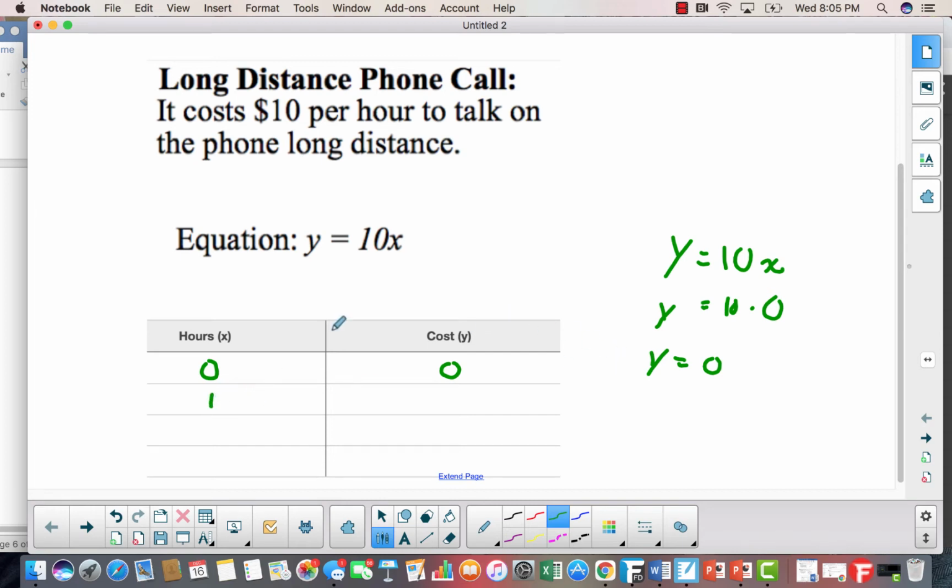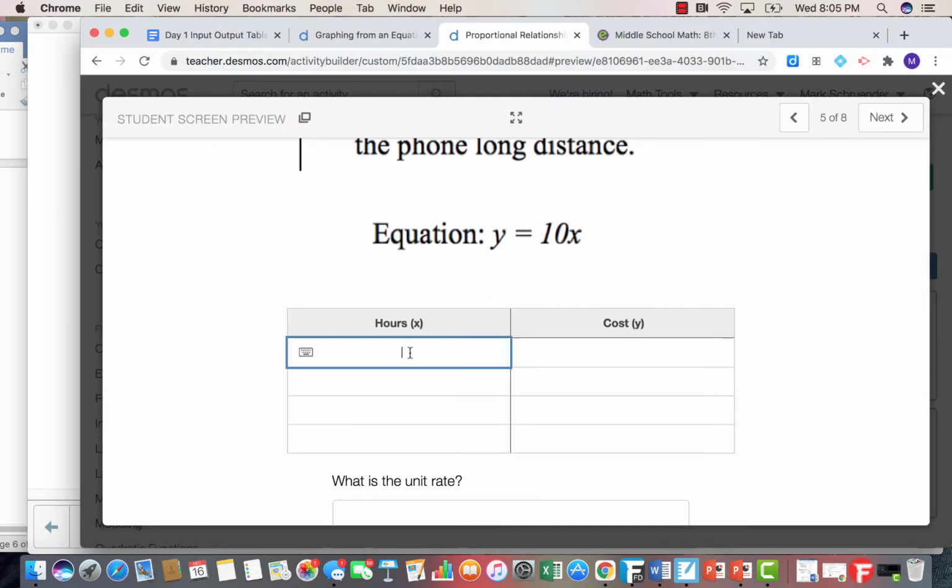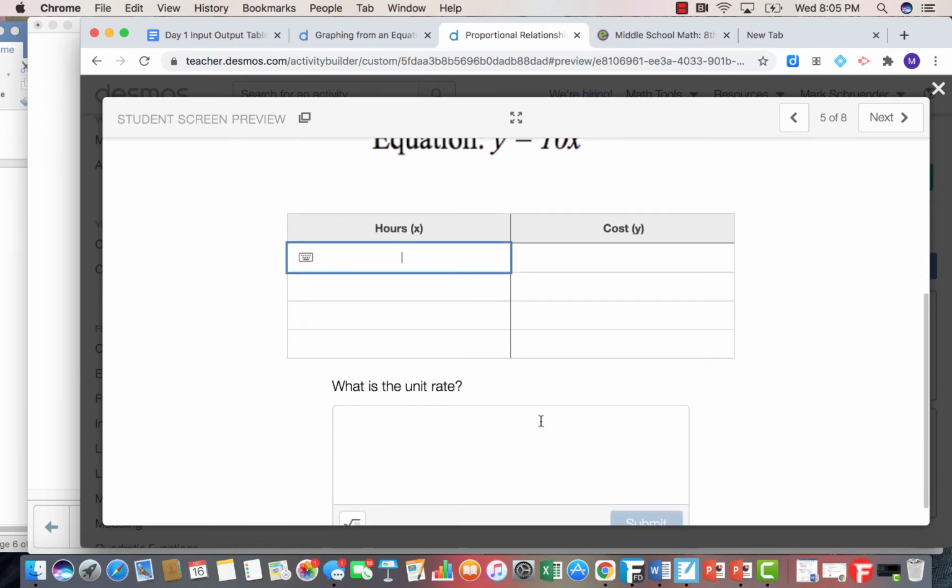1 hour, if I have y equals 10x again, it would be y equals 10 times 1, and 10 times 1 is just 10. And I think the easiest thing to do is just to change the hours by 1 each time. You could say different numbers here. You don't have to say them in order, but this is probably the easiest way. So it's $20 for 2 hours and $30 for 3. So I would plug in those numbers in the table here, obviously.